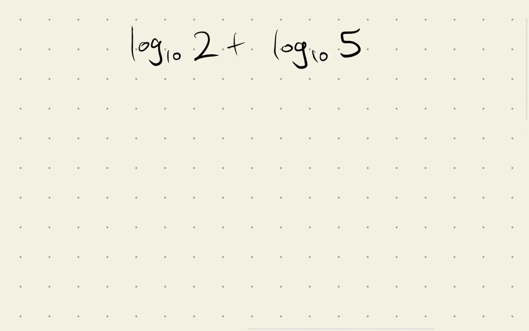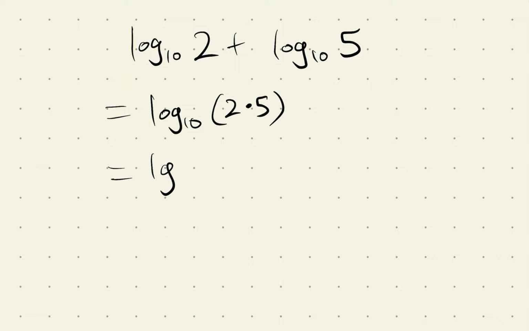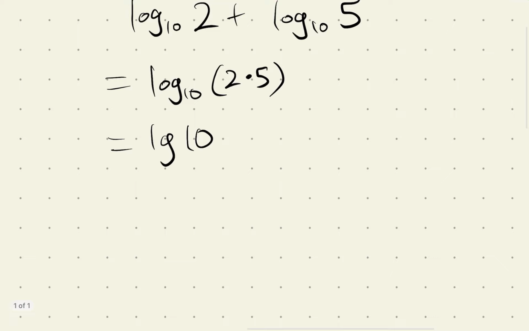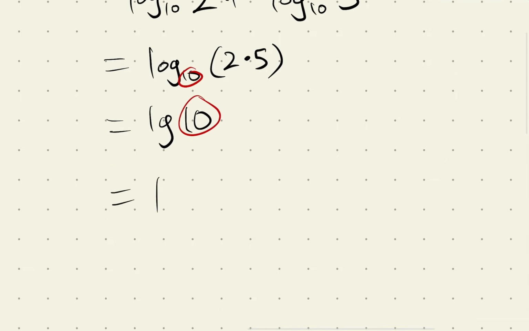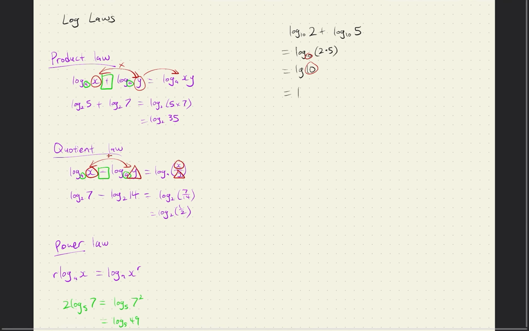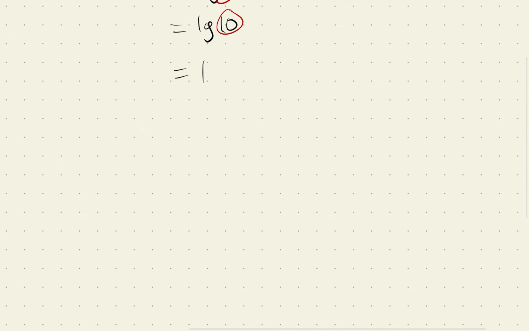Let's do log base 10 2 plus log base 10 5. We can use the product law to help us. We can write this as log base 10 of 2 times 5, which will give us lg 10. And since our number here and here is the same, that will give us 1. That's from our special values from the video before.